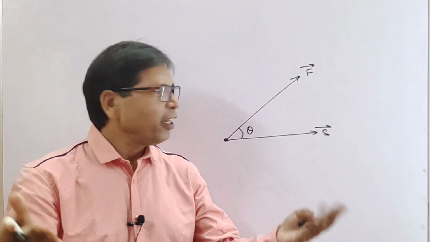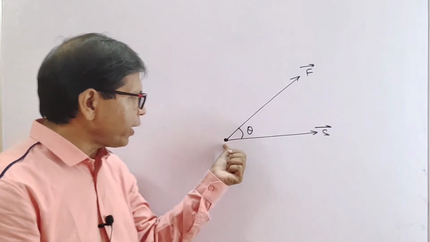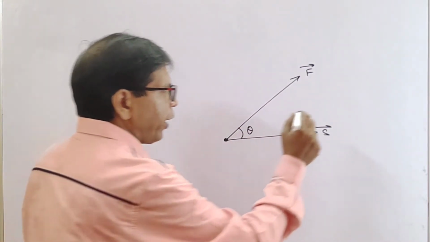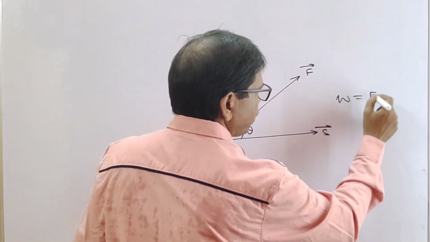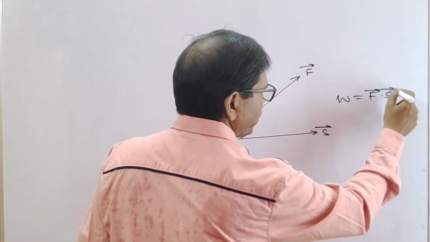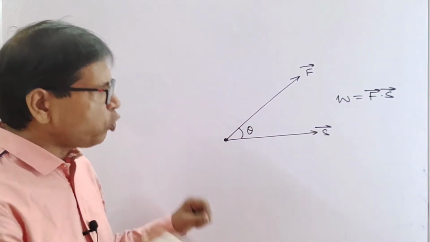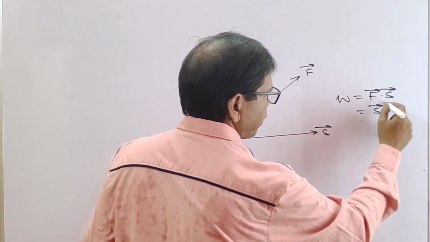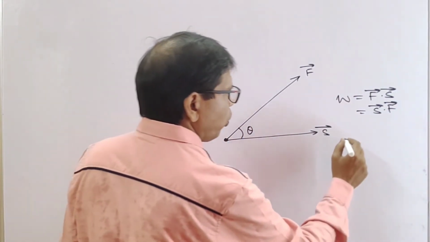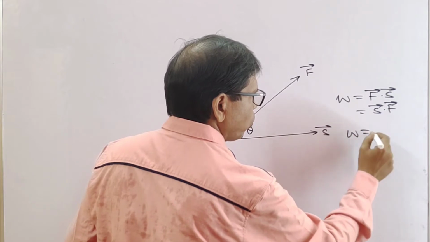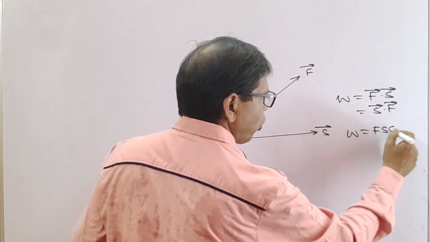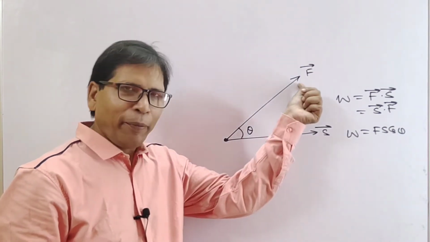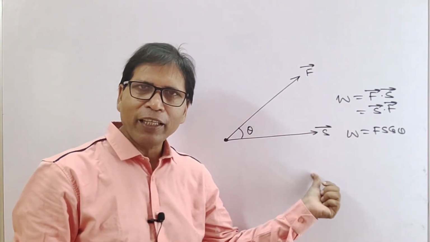Next, now work. If a force F is acting on a particle and produces displacement S vector, then work done W equal to the force vector dot displacement vector. It also can be represented as S vector dot F vector. Therefore W equal to Fs cos theta, where theta is the angle between the F vector and displacement vector.